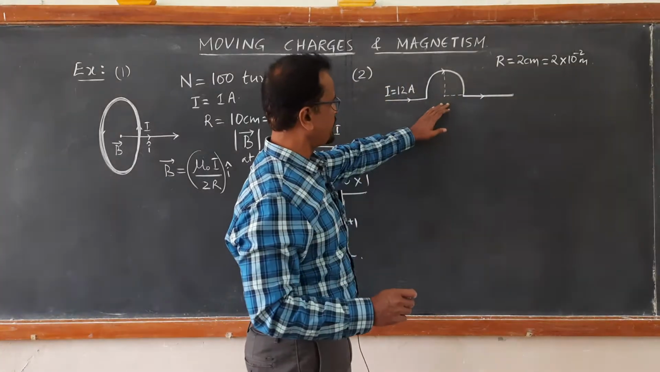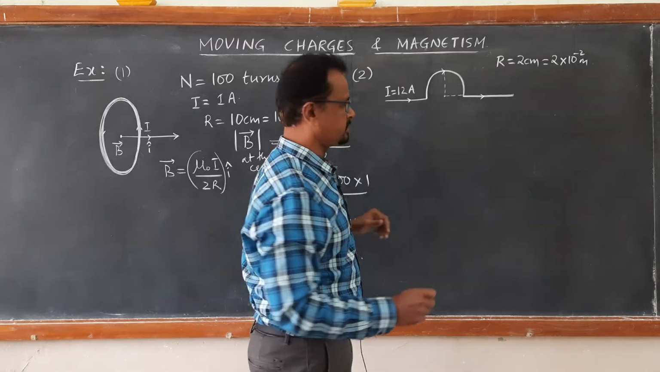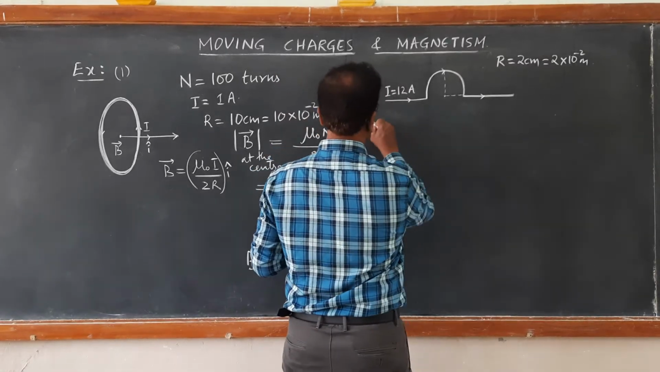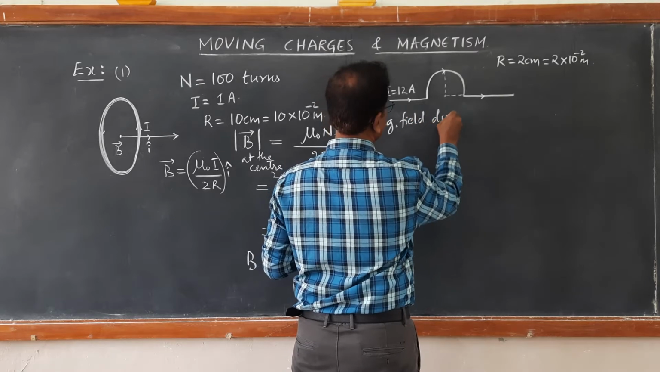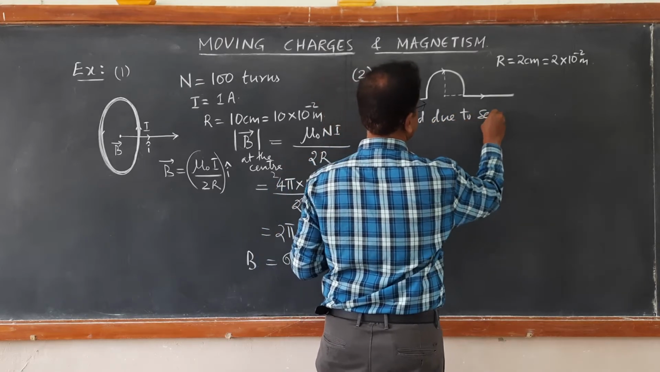So first we will find the magnetic field due to the semicircular arc.